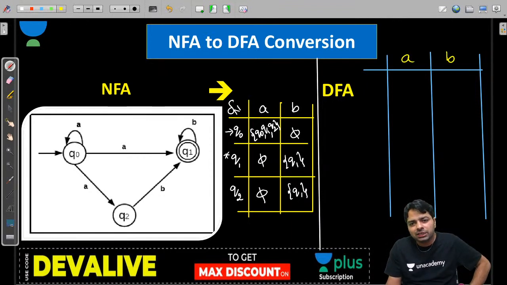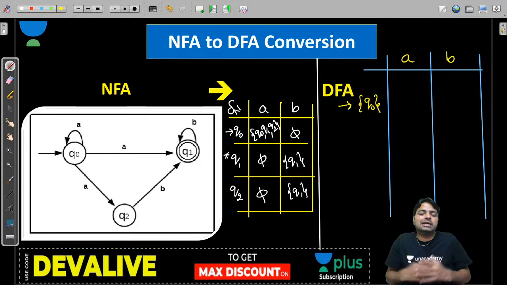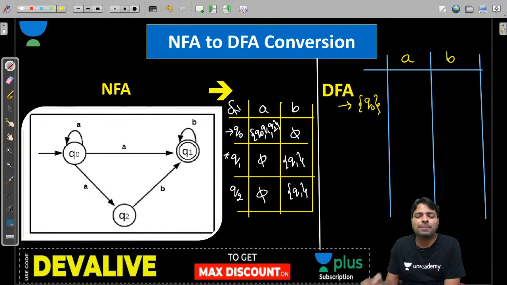I will start from the initial state only, that is Q0. Q0 will tell what states are reachable. Maybe you will get a good DFA, and later on minimization will save your time. Instead of applying the minimization algorithm on 8 states, you can apply it on a few states. It will work very quickly.